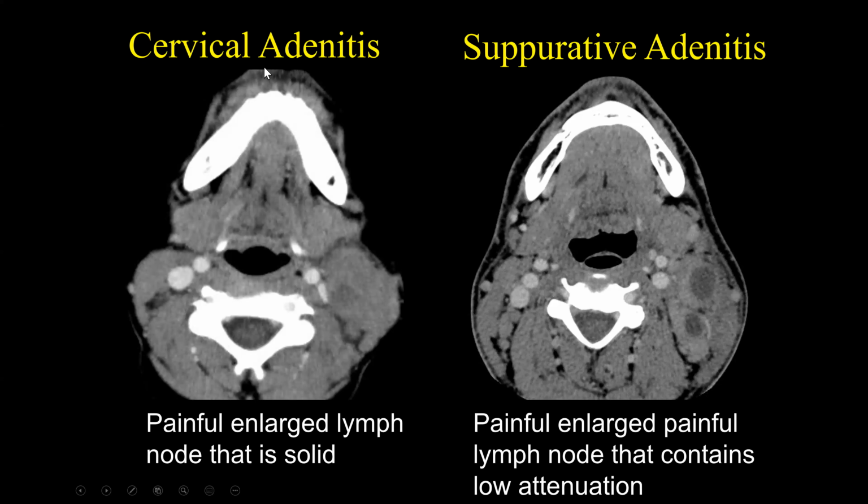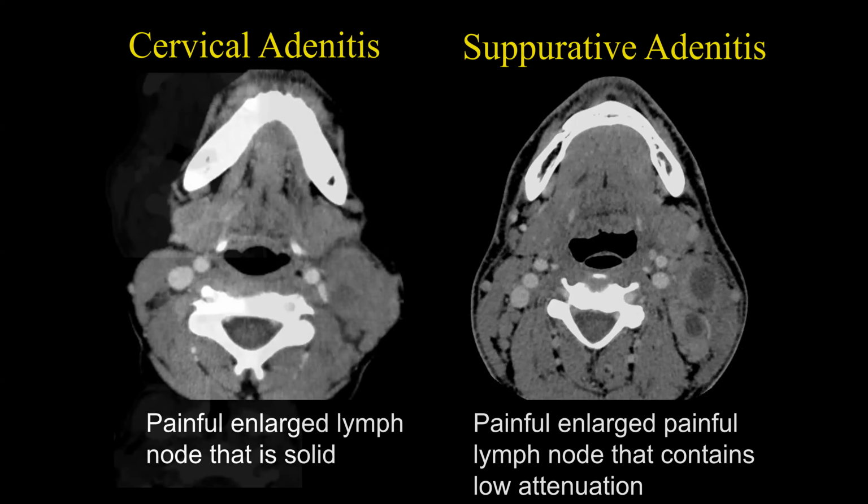Now, the patient on the left has cervical adenitis, which is a painful and enlarged lymph node that's solid. But on the other hand, if you see a lymph node that contains areas of low attenuation, then the proper terminology is suppurative adenitis. And we're going to be coming back to this term suppurative adenitis through the course of this lecture. So this is an example of two patients that have enlarged lymph nodes.